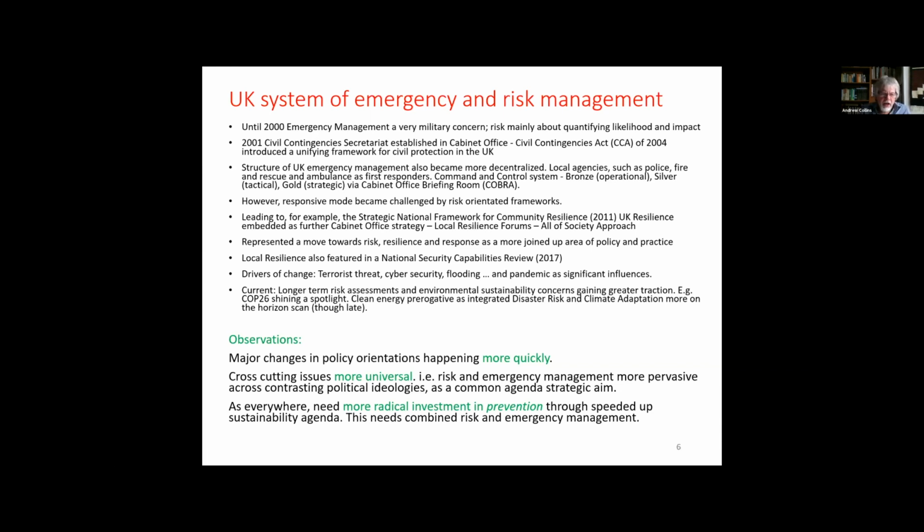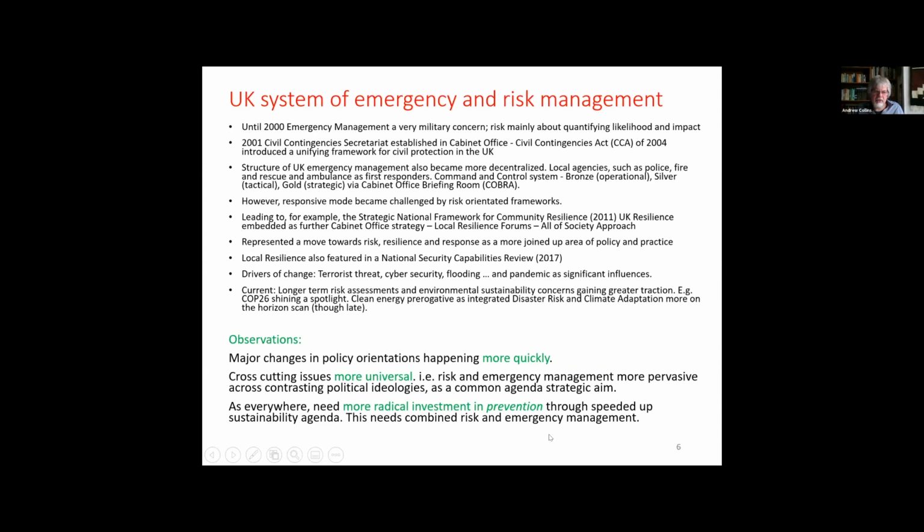So in summary, I think this is going on in a number of countries, places and systems. This more integrated approach is known about, and efforts are being made to marry them up. The observations on this would be that major changes in policy orientations are happening more quickly. I think they're more universal, and so you get a standardization or homogenization of ideas in different places. And in this sector, that might not be such a bad thing. But everywhere, I think there needs to be more radical investment in prevention. This would be the case in the UK, and in other places I'm aware of.